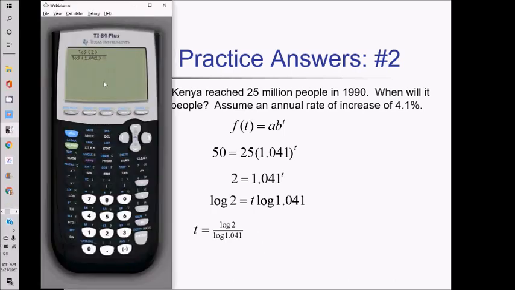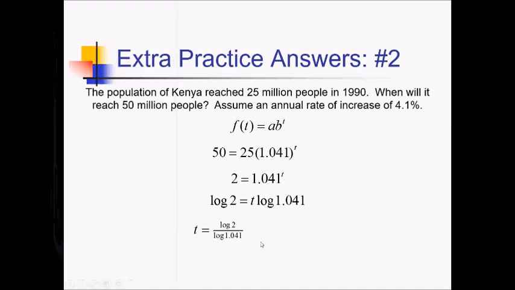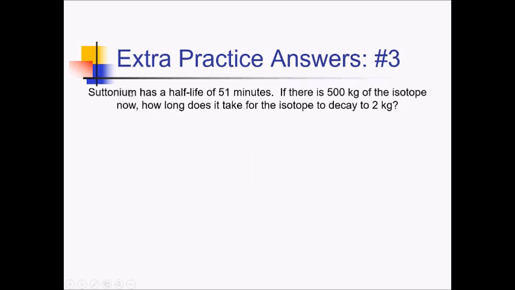So plugging that in comes out to about 17.25, and that's going to be years. So there is actually a little bit more to do on this problem. They asked when. They didn't ask how long will it take. So it's possible that they want us to actually give them a year. If we're starting in 1990 and it's taking 17.25 years for this to happen, then this is going to happen at approximately 2007.